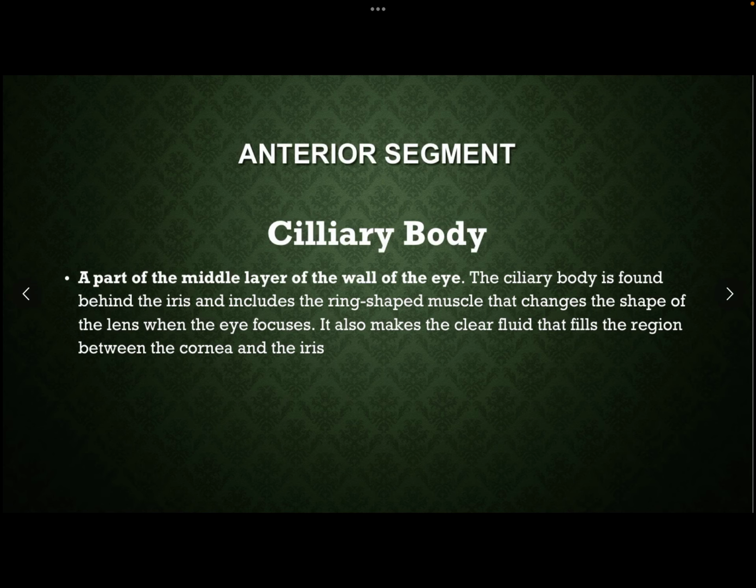Ciliary body. The ciliary body is a part of the middle layer of the eyeball. The ciliary body is found behind the iris and includes the ring-shaped muscle that changes the shape of the lens when the eye focuses. It also makes the clear fluid that fills the region between the cornea and iris.